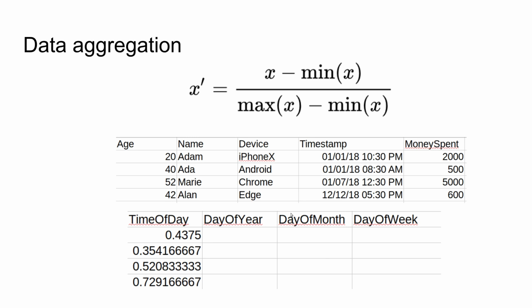like day of the year, which is like this was the 1st of January 2018. So this was day of year 0. And day of month was also 0 because it was the 1st of January. And the day of week, I don't know what day of week it was. Maybe it was a Monday and then it'll be 0. Or maybe it was a Sunday and then it'll be 6.